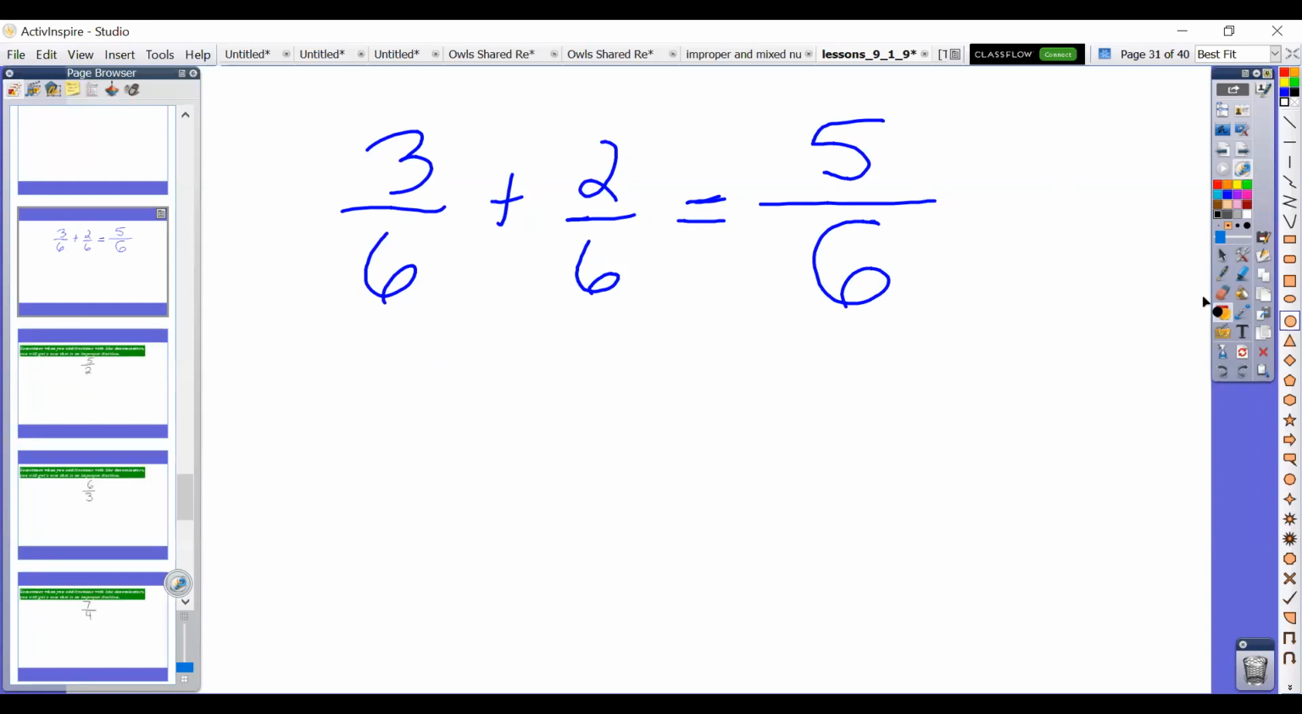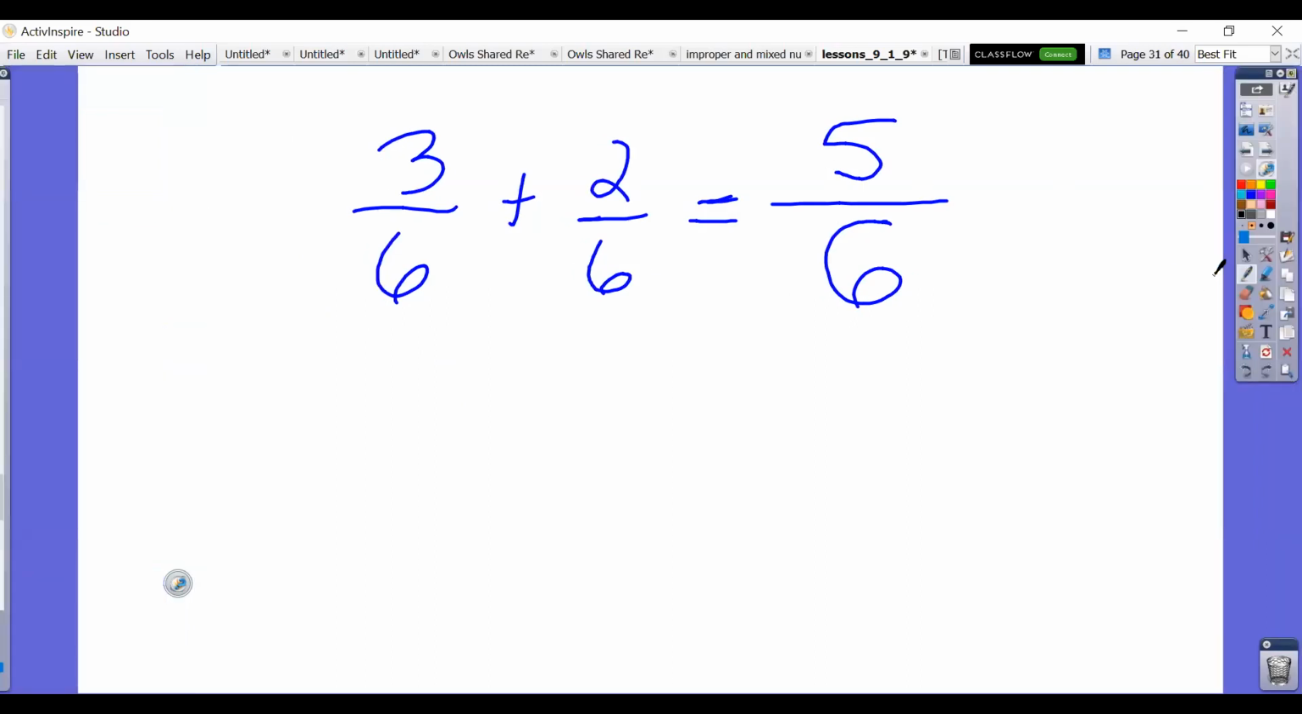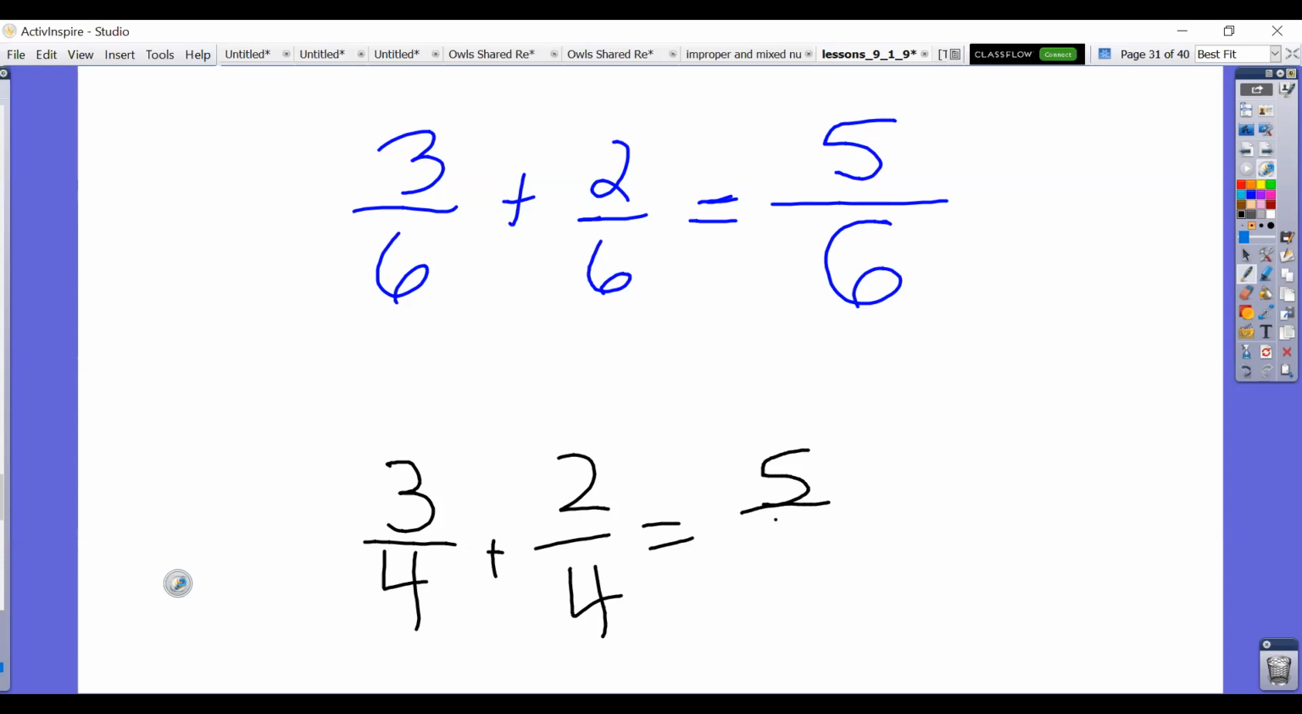Sometimes you'll notice that when you add two fractions together, say I had 3/4 plus 2/4, you add the numerators together, 3 plus 2, what does that give you? 5. And then my denominator stays the same. In some special cases, when you add fractions with like denominators, you will end up with a fraction where the numerator, or the top number, is larger than the bottom number.